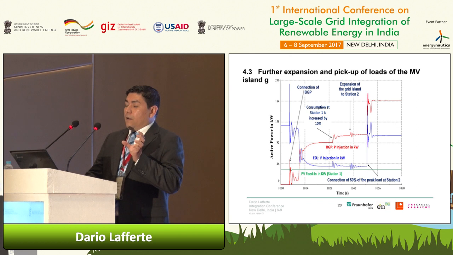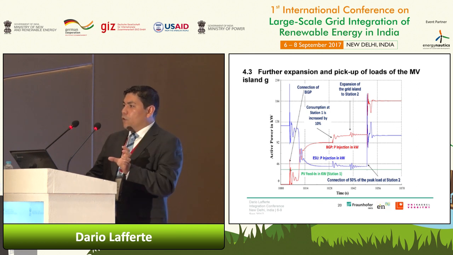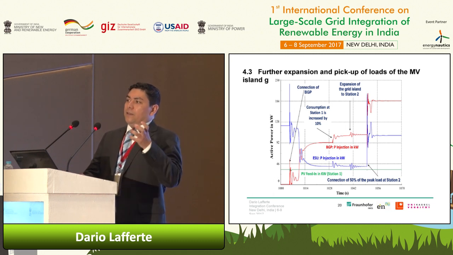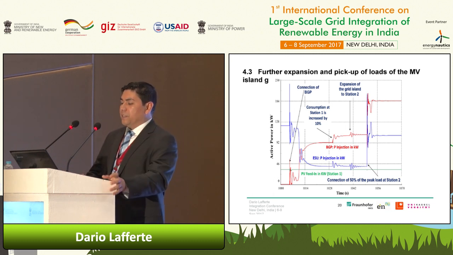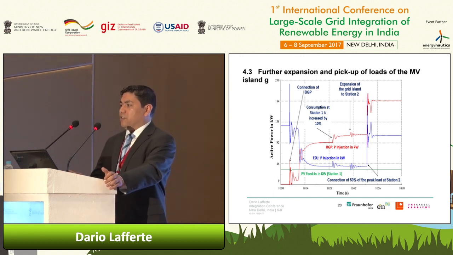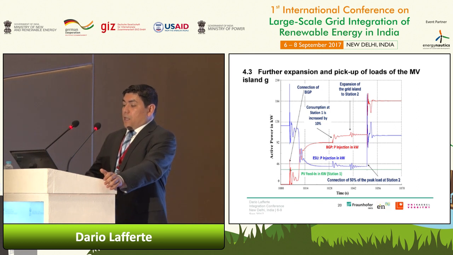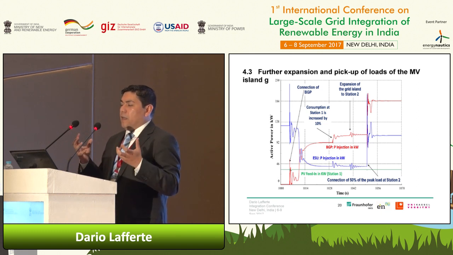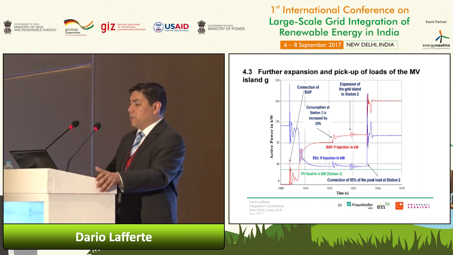The biogas power plant takes over the frequency control of the grid. We set a new power set point for the ESU, and at this point, we increase the consumption at station 1. We reconnect the further section of the medium voltage grid, and after that, we reconnect the consumption and generation at station 2. Considering the effect of cold load pickup, both power plants, diesel and biogas, have to increase the active power injection.